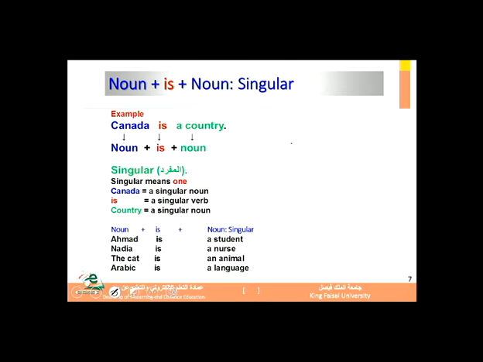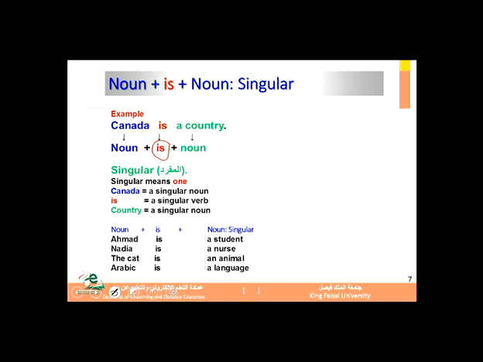Let's now move to another structure, which is when we have a noun followed by verb to be followed by another noun, in which case those nouns are in the singular. Now if you look at this very simple sentence, Canada is a country. If you look at the word Canada, it is a noun followed by verb to be followed by another noun, and both of those nouns are singular. So Canada is a noun followed by one form of verb to be followed by a noun. Now why is? Why not are? Why not am? Clearly because Canada is a singular noun and it refers to the pronoun probably it. So it is a country.